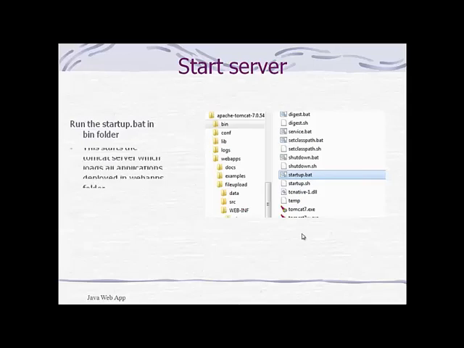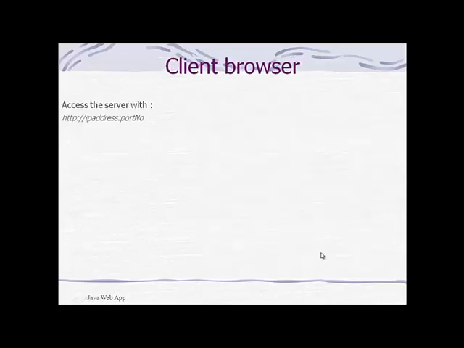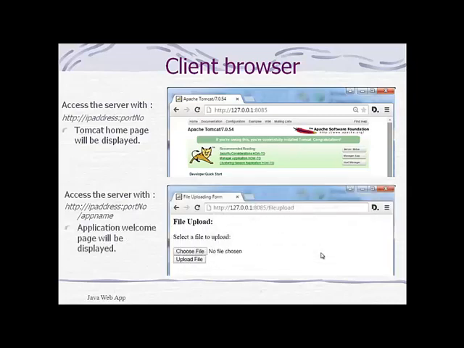Starting the server is startup.bat. And this starts Tomcat server, which loads all applications deployed in webapps folder. All the applications are deployed. Console displays successful. You can see like this, it has finished. The port number on which it runs is the port number, and client needs to access this port number. Browser will have like this: http://IP address of your machine and the port number. Tomcat homepage will be displayed. If you do that, access the server with IP address, port number, app name. For example, like this.